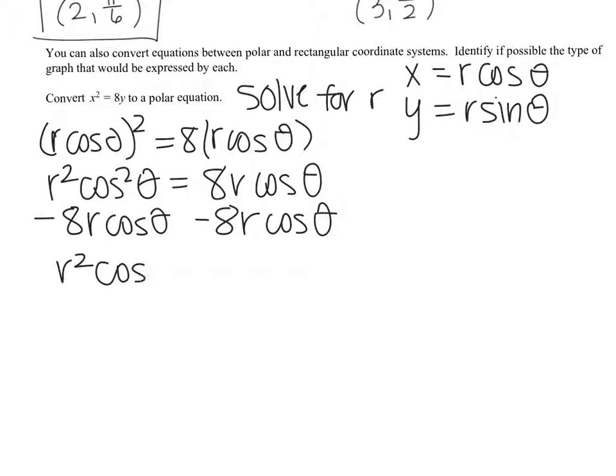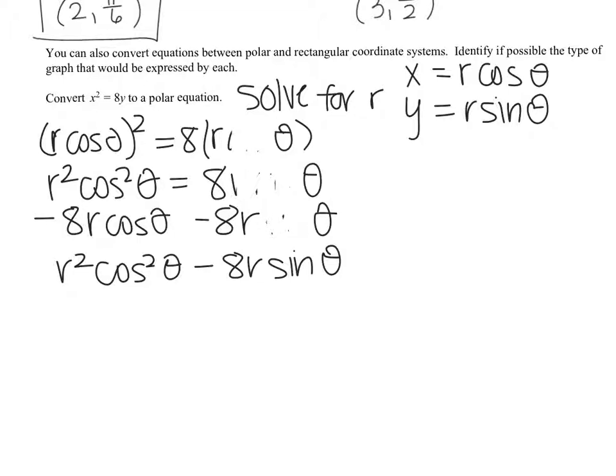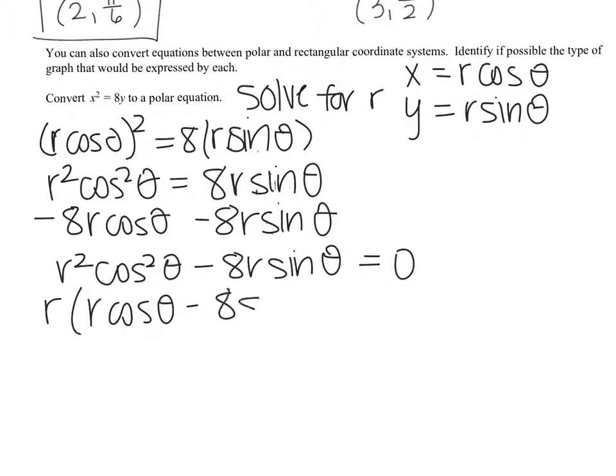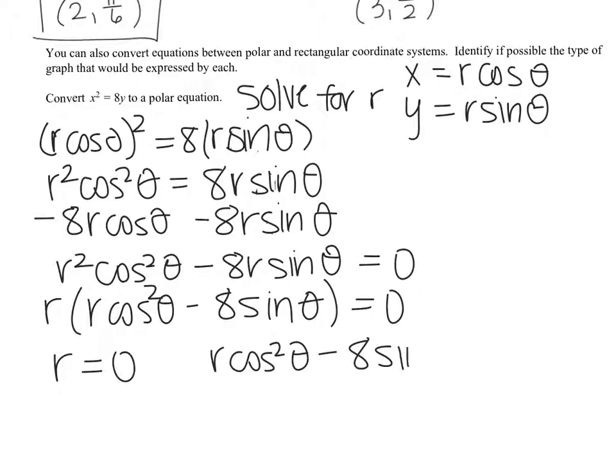So we have r squared cosine squared theta minus 8r sine theta equals 0. Now we notice both of our terms that contain r have only one r in common, so we're going to factor out that r. We're left with r times the quantity cosine squared theta minus 8 sine theta equals 0. Because our equation is equal to 0, we can take each factor that contains r, set it equal to 0, and solve. That leaves us with r equals 0 and r cosine squared theta minus 8 sine theta equals 0.